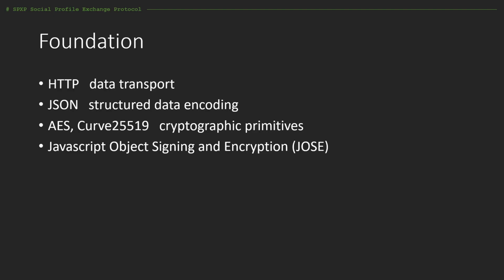We based the Social Profile Exchange Protocol on well-established, rock-solid open standards, like HTTP for data transport, JSON to encode structured data. We use AES and Curve25519 cryptographic primitives, then wrapped into the JavaScript Object Signing and Encryption framework, JOSE. You might not have heard this JOSE framework yet, but you have probably already seen it. These JSON Web Tokens, JWT, they are also based on this framework.